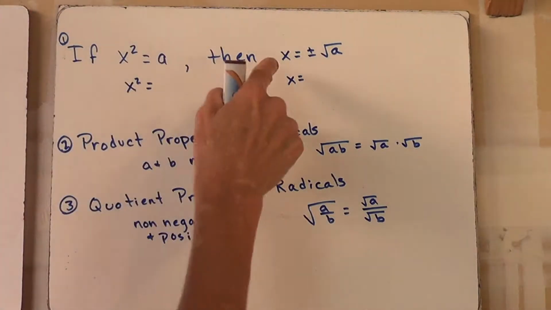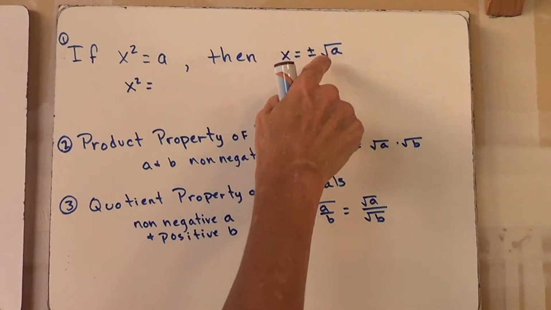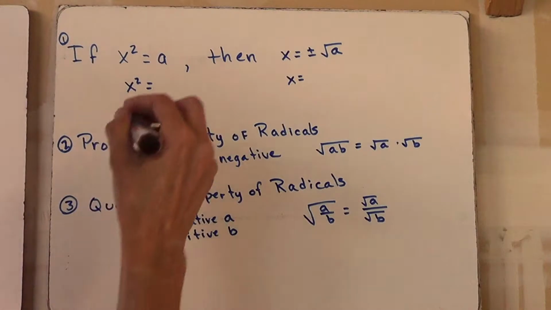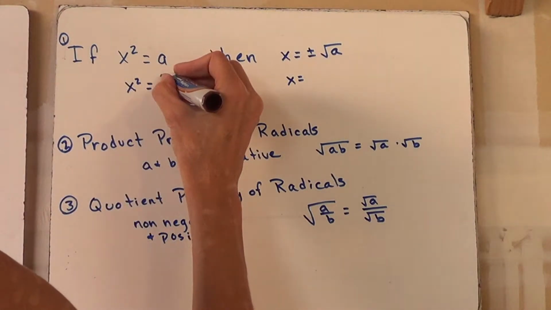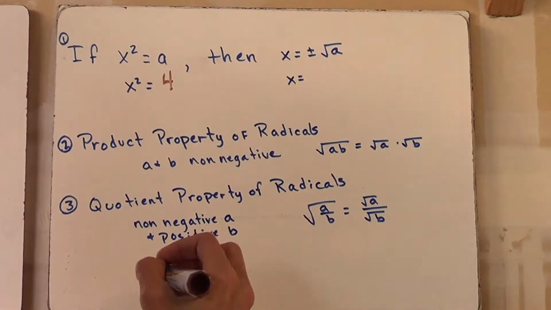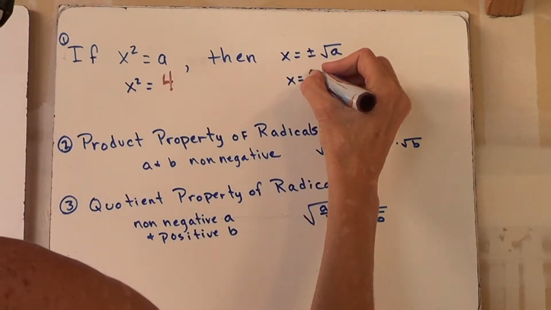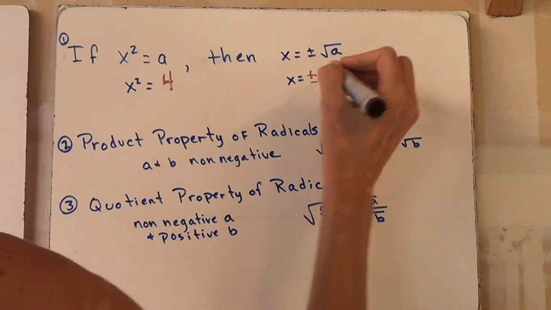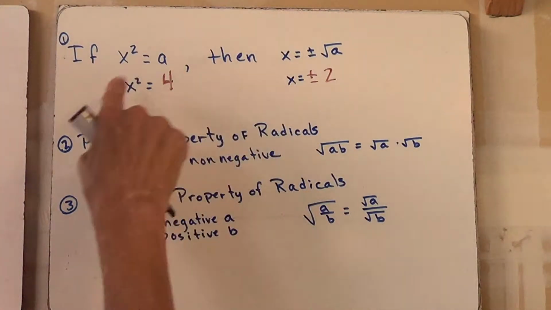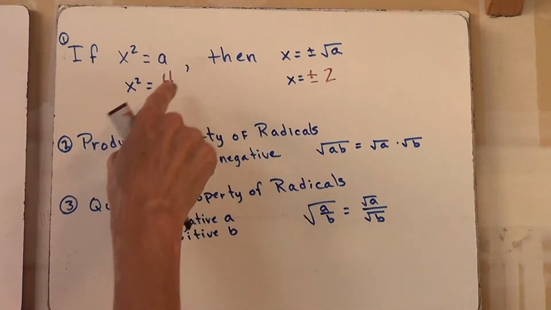If x squared equals a, then x equals plus or minus square root of a. And I think if I plug in a number, you'll probably see this better. But if x squared equals, say, 4, then you know that x has to equal plus or minus 2, because positive 2 times positive 2 is 4, or negative 2 times negative 2 is 4.